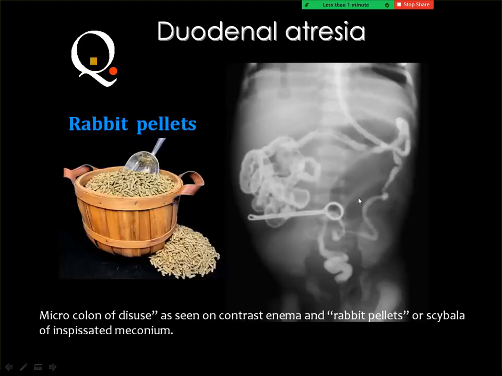This case is meconium ileus. You see multiple filling defects in the terminal part of the ileum as well as in the ascending colon, which are mentioned in the literature to simulate rabbit pellets. These are some of the food given to rabbits, and they may be similar to the impacted meconium.